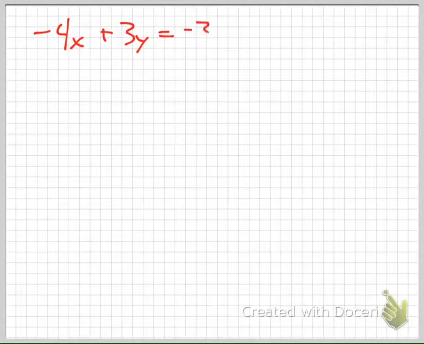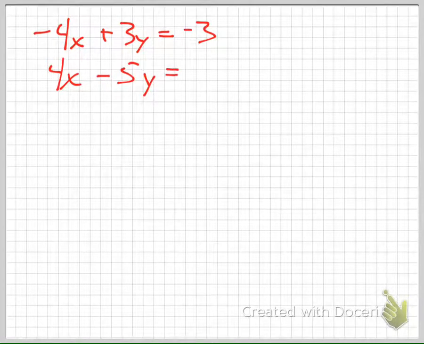Okay, you guys try one. Let's do one that's kind of weird here. Negative 4x plus 3y equals negative 3, and 4x minus 5y equals 5. Okay, you go ahead and do that one.